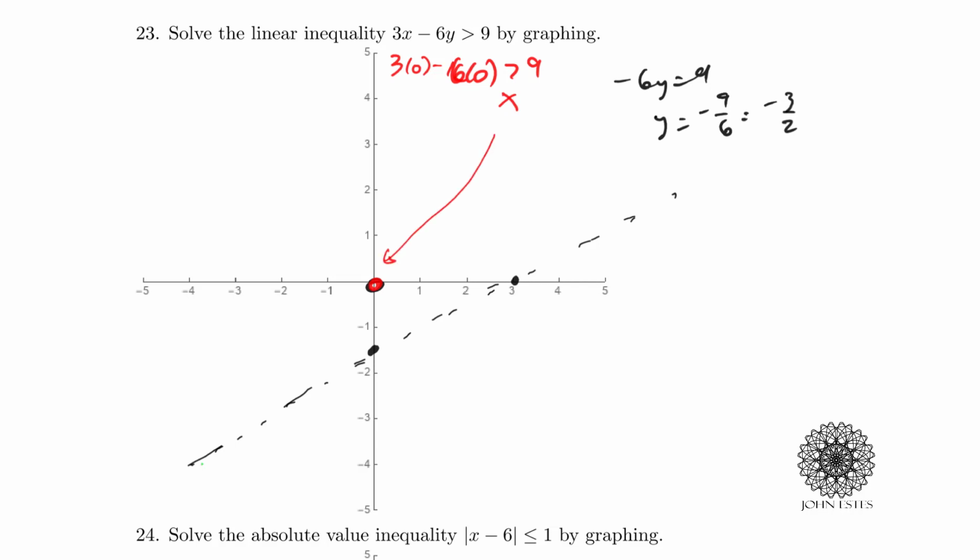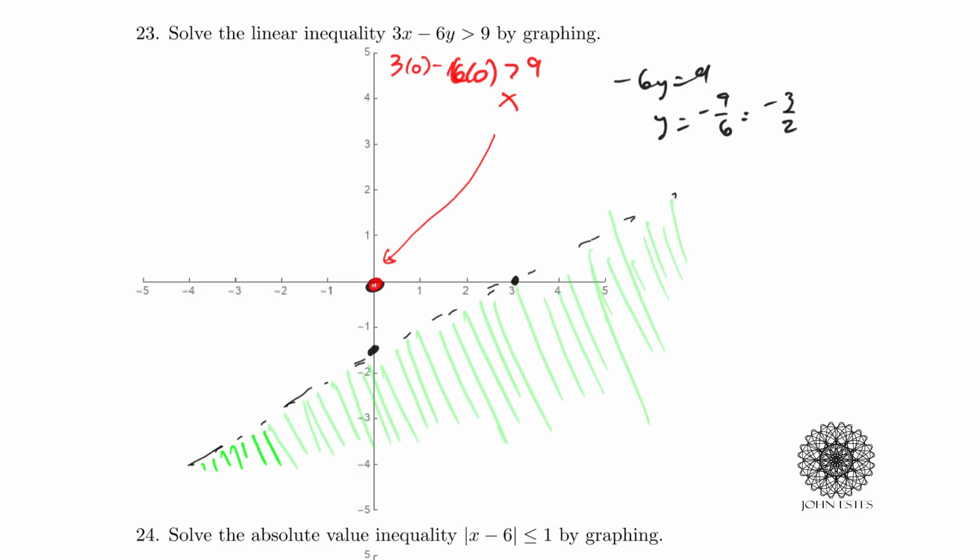My shaded region is actually on this side, like that. And again, a detail: it's a dotted line because it's strictly greater than, right? There's no "or equal to," so it's not solid. And the test point helps you figure out what side of this you need to shade.